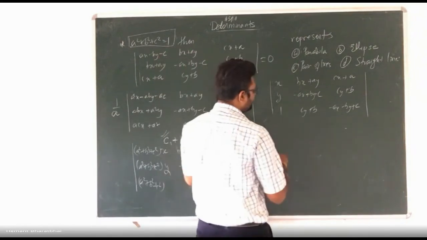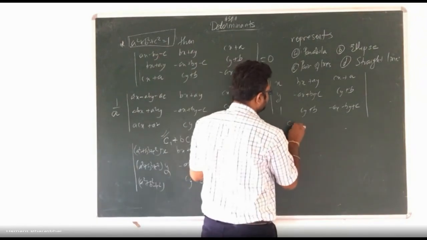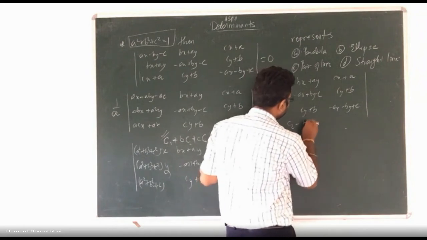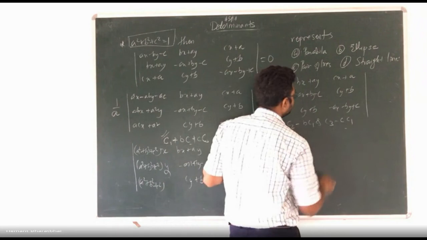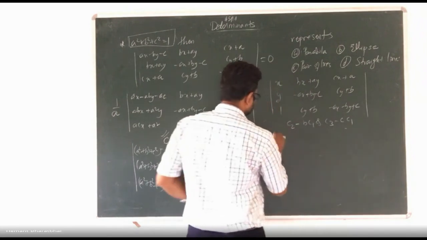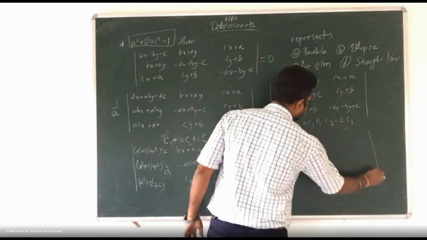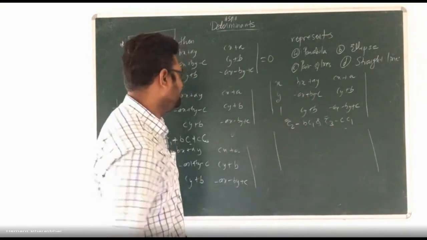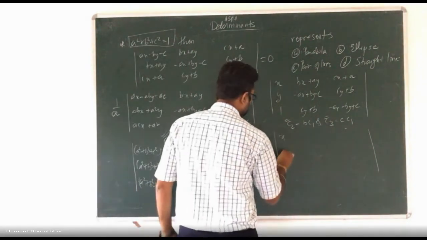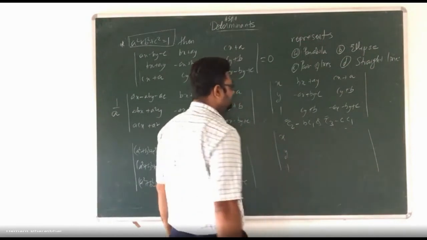So next what I am going to do is C2 minus BC1 and C3 minus CC1. Okay, so the transformations are occurring in column number 2 and column number 3. Column number 1 stays as it is: x, y and 1.